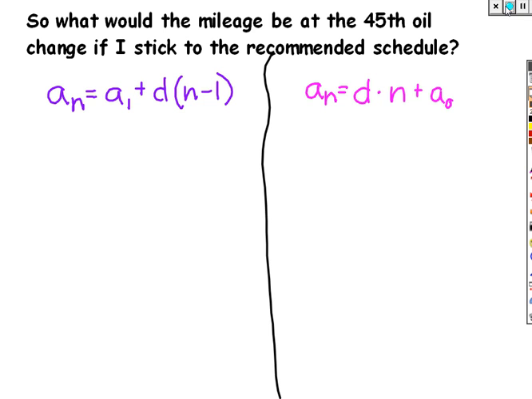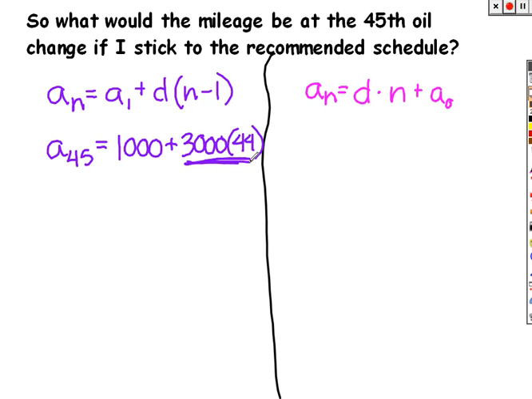So perhaps you thought of it as to find when I should get the 45th oil change, I would need to take the first oil change mileage plus the 45th oil change is actually 44 oil changes after the first. So I'd be adding on 3,000, 44 times, since the 45th oil change is 44 times after the first. And if you take 1,000 plus 3,000 times 44, you would get 133,000 miles is when the 45th oil change should occur.